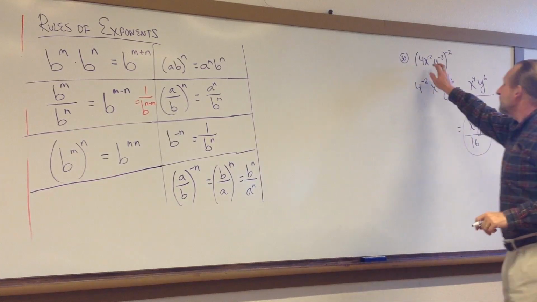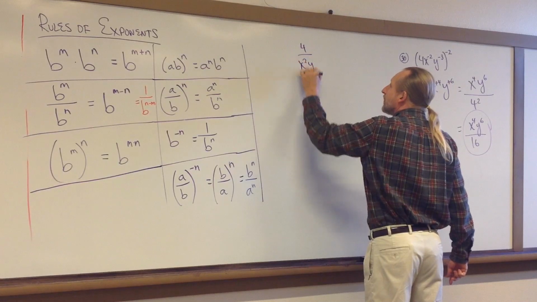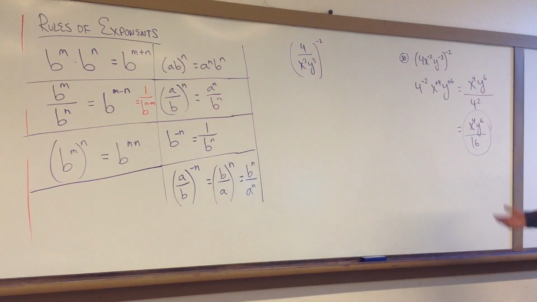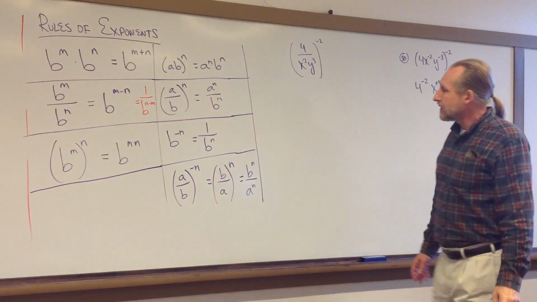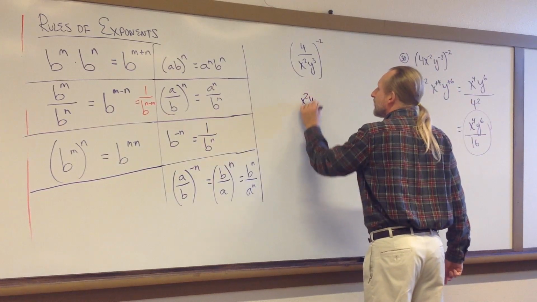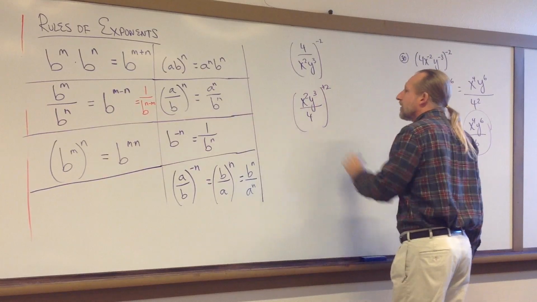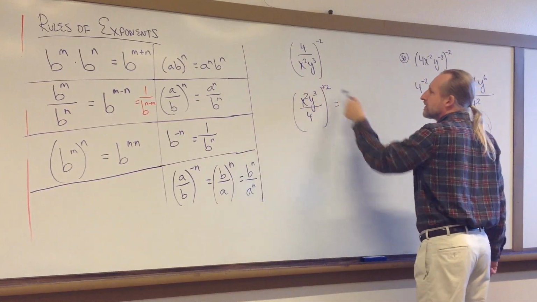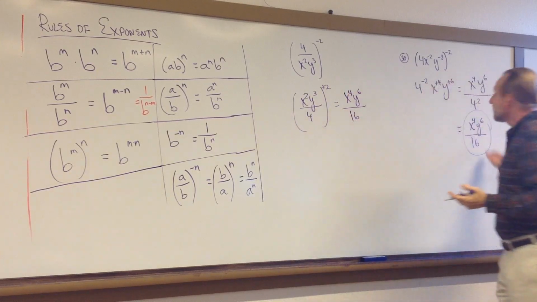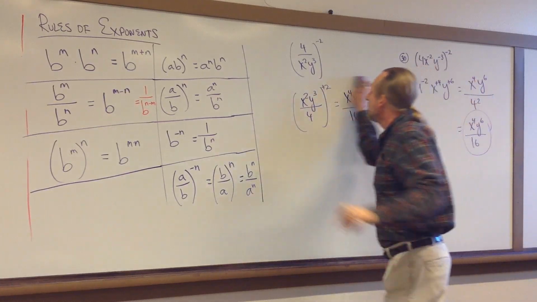Another thing you can do, simplify inside these parentheses first. This is going to be 4 over x squared y cubed to the negative 2 power. Then we can use this property right here to flip that fraction. This will be x squared y cubed over 4 to the positive 2 power. And now we just raise everything to the second power. X to the 4th, y to the 6th, over 16. That's what we got in the first place. Okay, so let's keep going here.